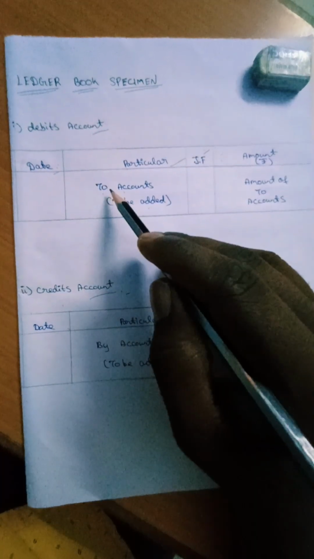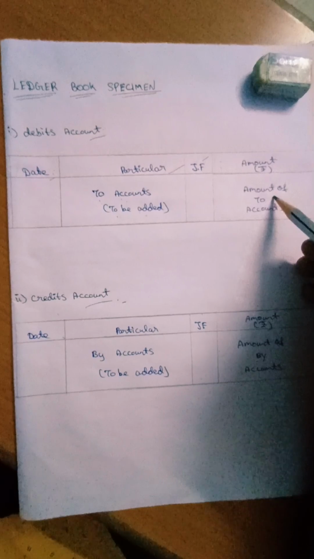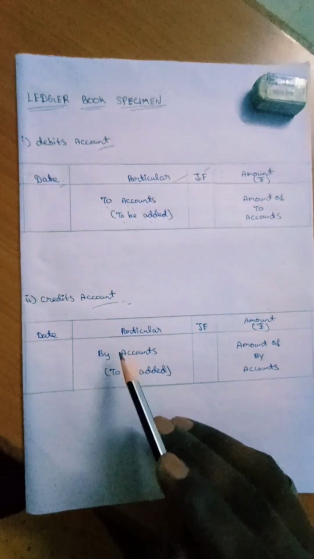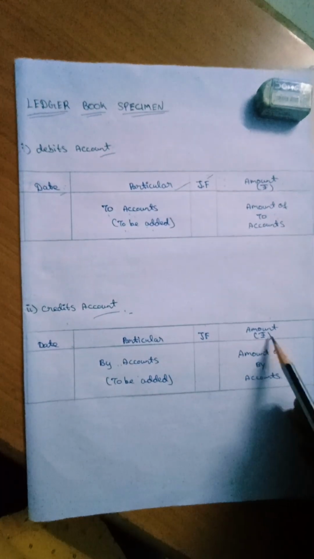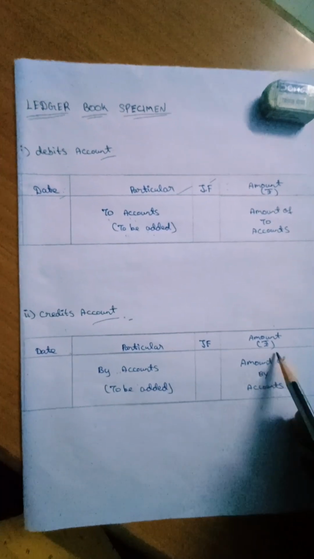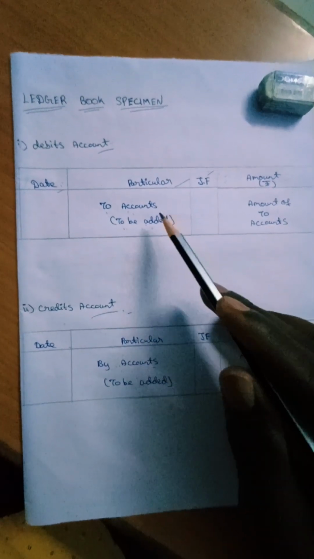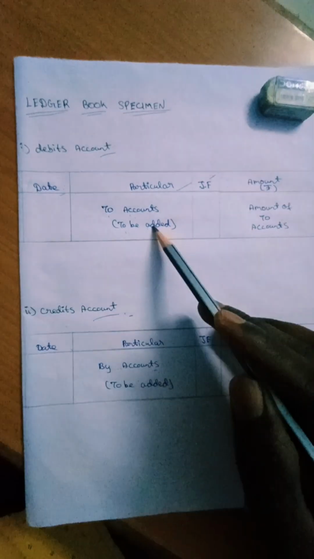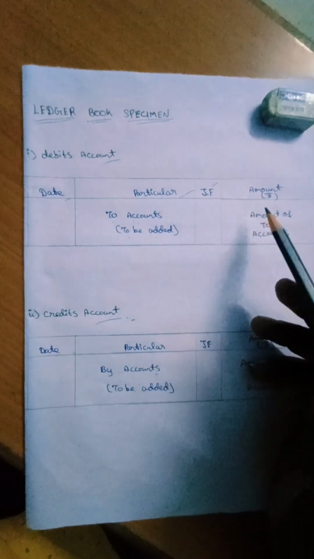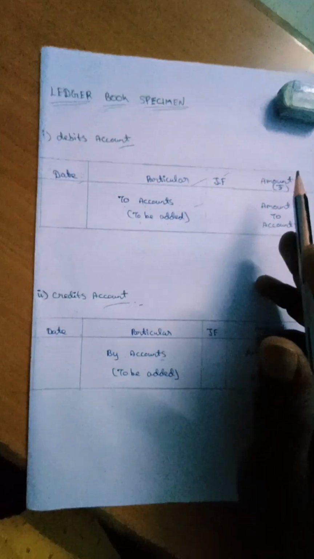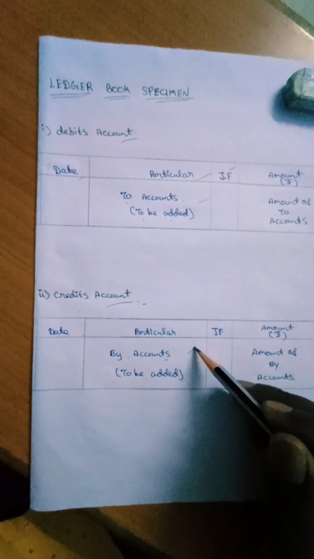Here, in the debit account, the To account is added along with the amount of the To account. Similarly, in the credit account, the By account is added along with the amount of the By account. In our journal book there is a To account, which is inserted into the debit account, and the main account is a By account, which is added on the credit side.